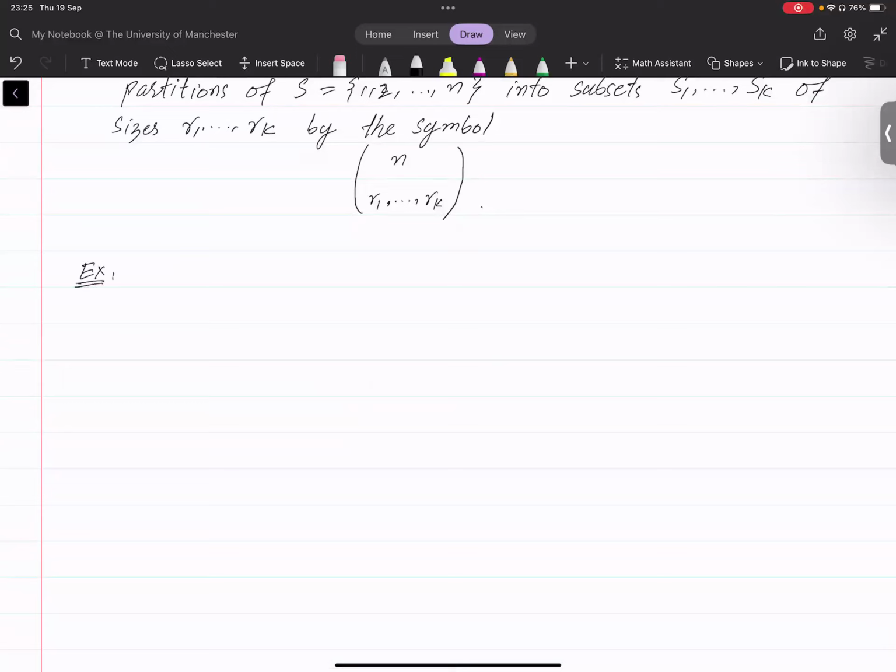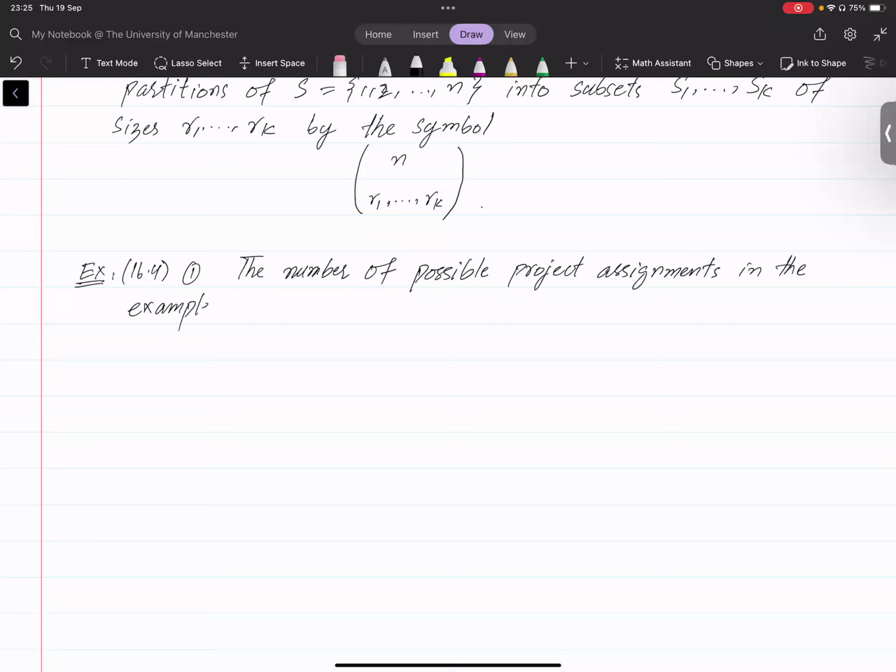Example 16.4.1. The number of possible project assignments in the example above is given by n choose R1, R2, R3, where we have n equals 8, R1 is 4, R2 is 2, R3 is 2. Okay.